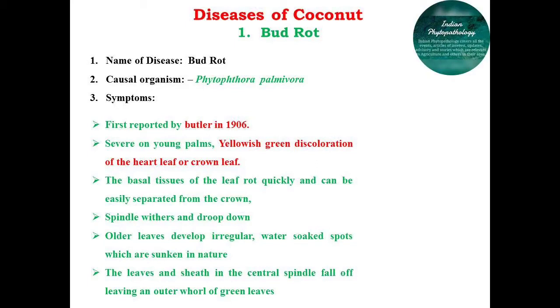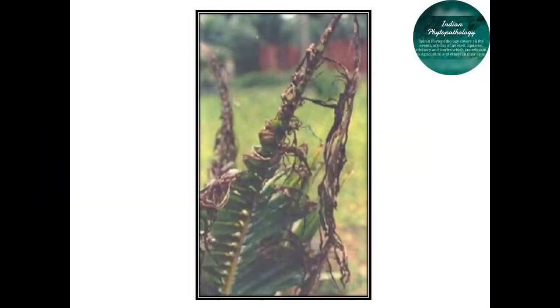Now we will see the symptoms of this bud rot of coconut. This disease causes severe infection on young palms, with yellowish green discoloration of the heart leaf or crown leaf. These are some particular marks of identification for bud rot of coconut. Similarly, it also infects basal tissues. The basal tissues of the leaf rot quickly and can be easily separated from the crown. And spindle withers and dropping of these infected leaves occurs in case of severe infection.